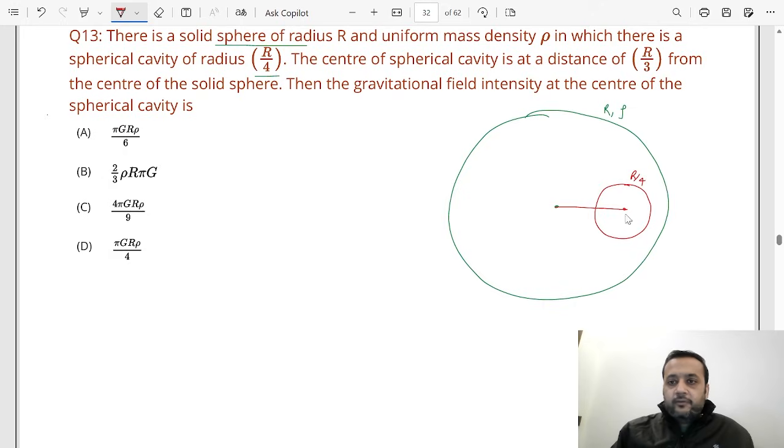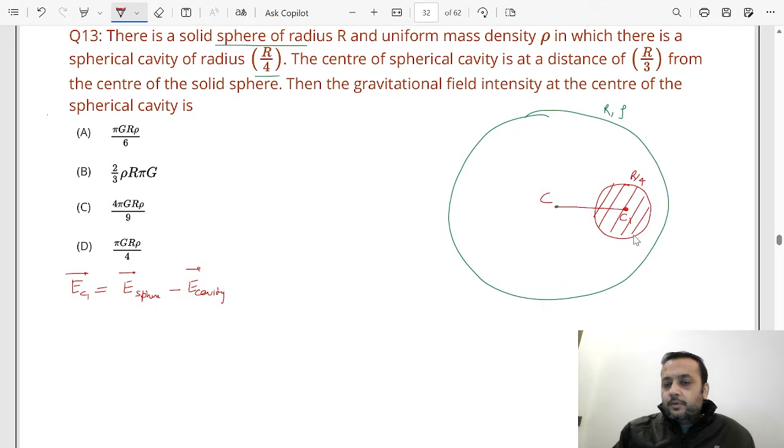Okay, so we have to find the field at the center of the cavity. That means we have to find the field at the point C1. So see, the basic idea to write the value of the field at C1, let me use E to represent the field. So the value of the field at C1 will be equal to the value of the field due to the whole sphere, minus the value of the field due to the cavity. Okay, simple, right?